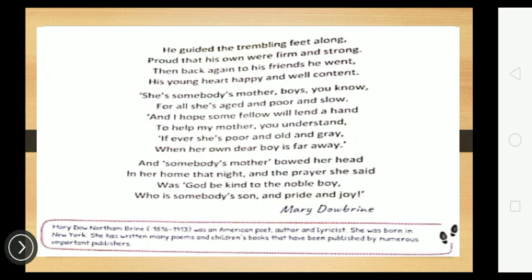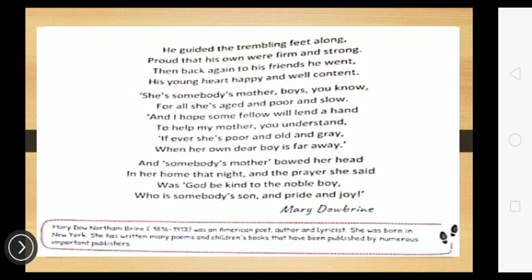And this last stanza is very important. Somebody's mother bowed her head in the home that night. And that night, what happened? After this old lady went to her home, she bowed her head in the home that night. It means that she bowed her head because she was praying, and the prayer she said was, God be kind to the noble boy. And in that prayer also we can find motherly affection and love.